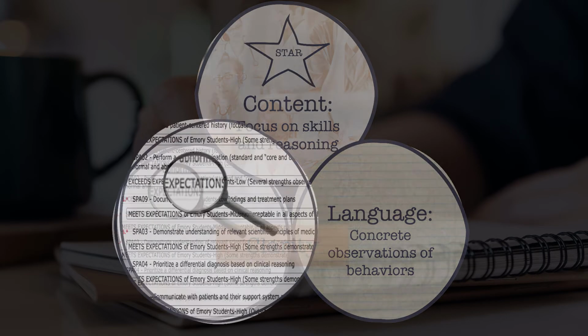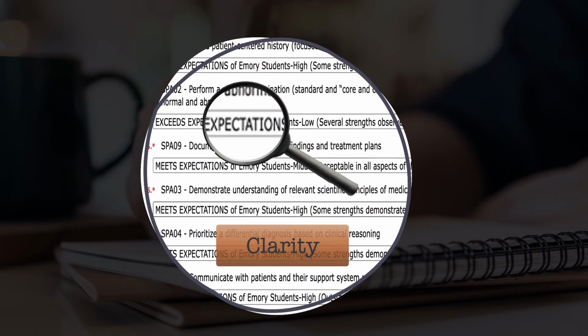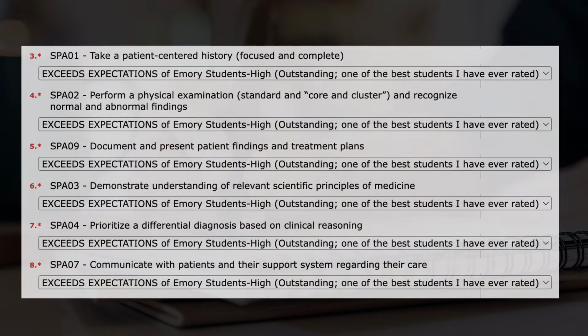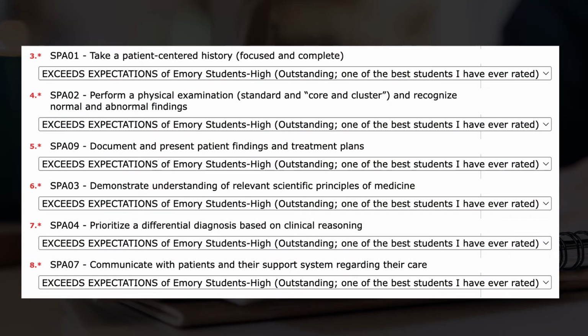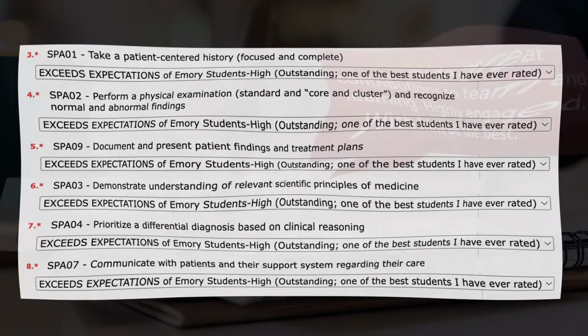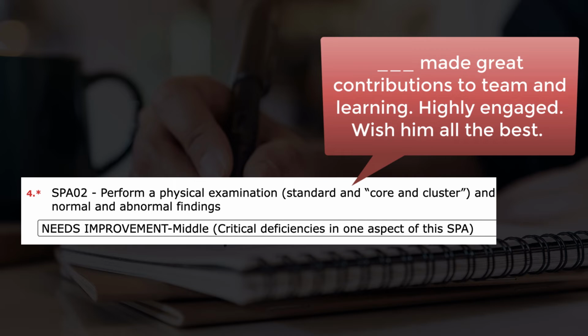The last issue is a lack of clarity around evaluators' score selections, meaning that sometimes evaluators either give a student the same rating for all SPAs on the assessment form, which leads to doubt that the skills were meaningfully observed, or they can score students lower or higher than average but don't explain their selections.